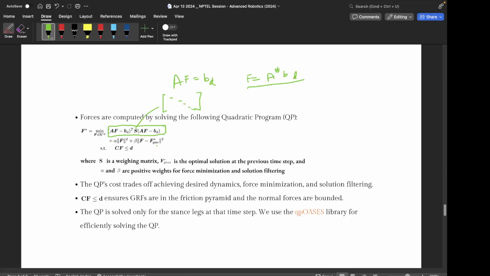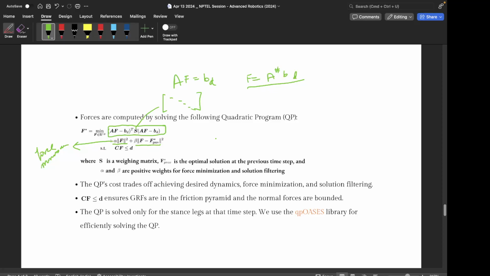Now there are two more terms added here. First is alpha times norm of F, and second is beta times the difference between F and the previous optimal value of F. This alpha times norm of F is for force minimization. Since we are minimizing this objective, if we minimize this term, then the magnitude of the force will be reduced.